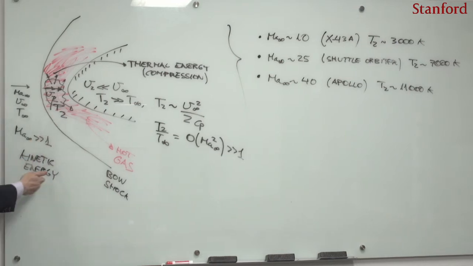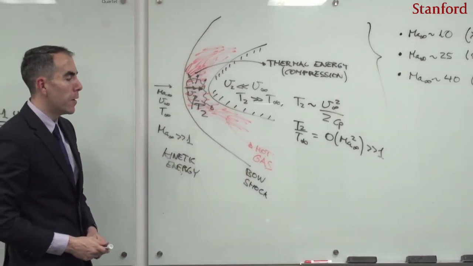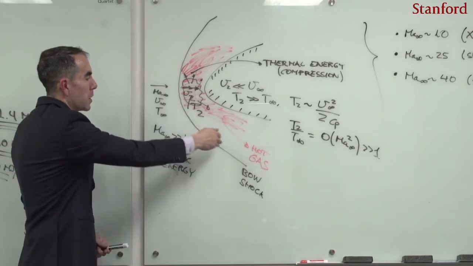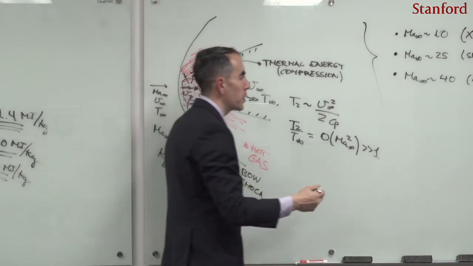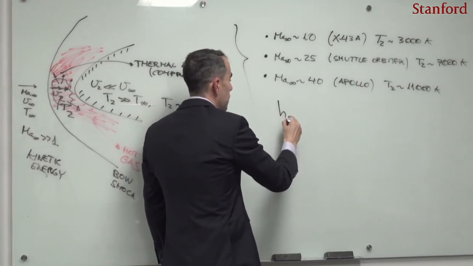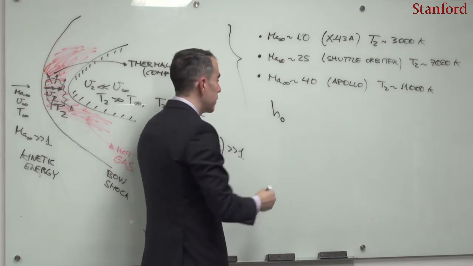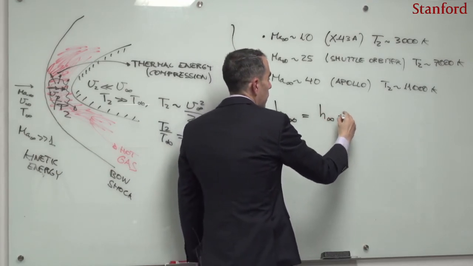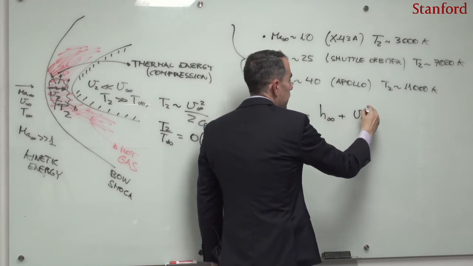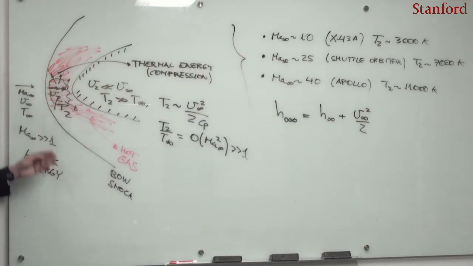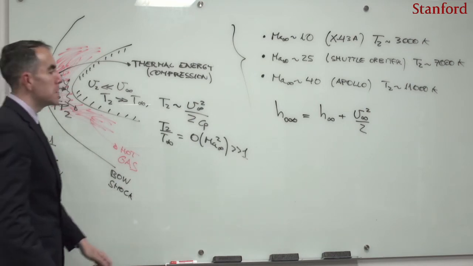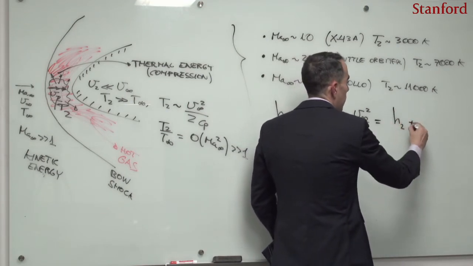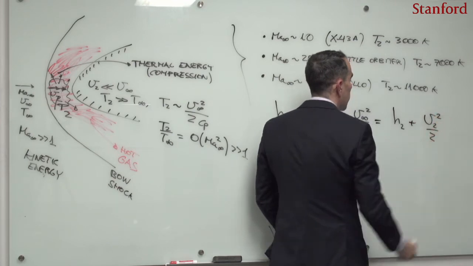So what is the reason that this kinetic energy is transformed into thermal energy? Well, the reason lies in the fact that, as is well known from compressible flows, the stagnation enthalpy across the shock is constant. So if I say that the stagnation enthalpy H0, which I'm going to define later today, at infinity is equal to the static enthalpy of the free stream plus the specific kinetic energy of the free stream, that will give me the stagnation enthalpy in the free stream. This stagnation enthalpy has to be equal to the stagnation enthalpy downstream, so the post-shock static enthalpy plus the post-shock kinetic energy.